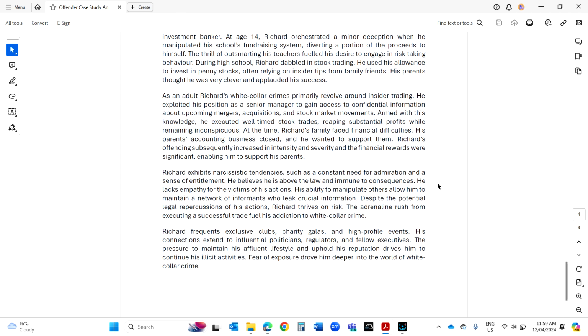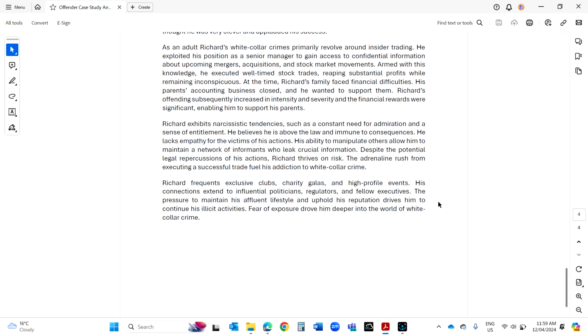He is narcissistic. He needs this constant admiration, sense of entitlement. So that may be important to him and important to his offending behaviour. He believes he's above the law, immune to consequences. So there are both individual level, meso community level, and macro institutional level elements to all three of the case studies. And I would really encourage you to tap into those three different levels when you think about critically analysing and selecting your theories. Okay.